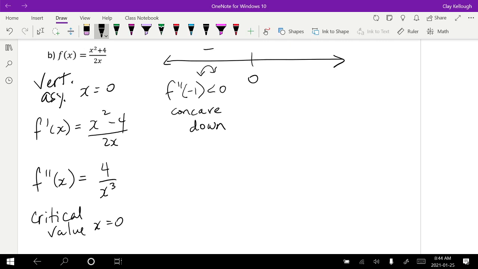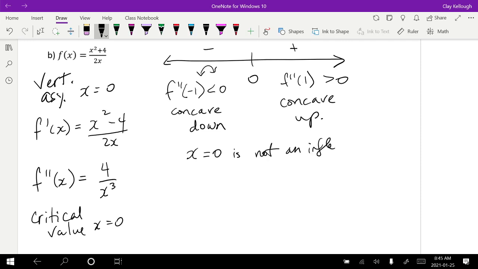And then let's do f double prime of something bigger. I meant to say +1 there. Of +1, and you'll see that that's positive. So that's positive, so we're concave up. So look at all that we know here. Maybe I should put this in words. We know that x equals 0 is not an inflection point.